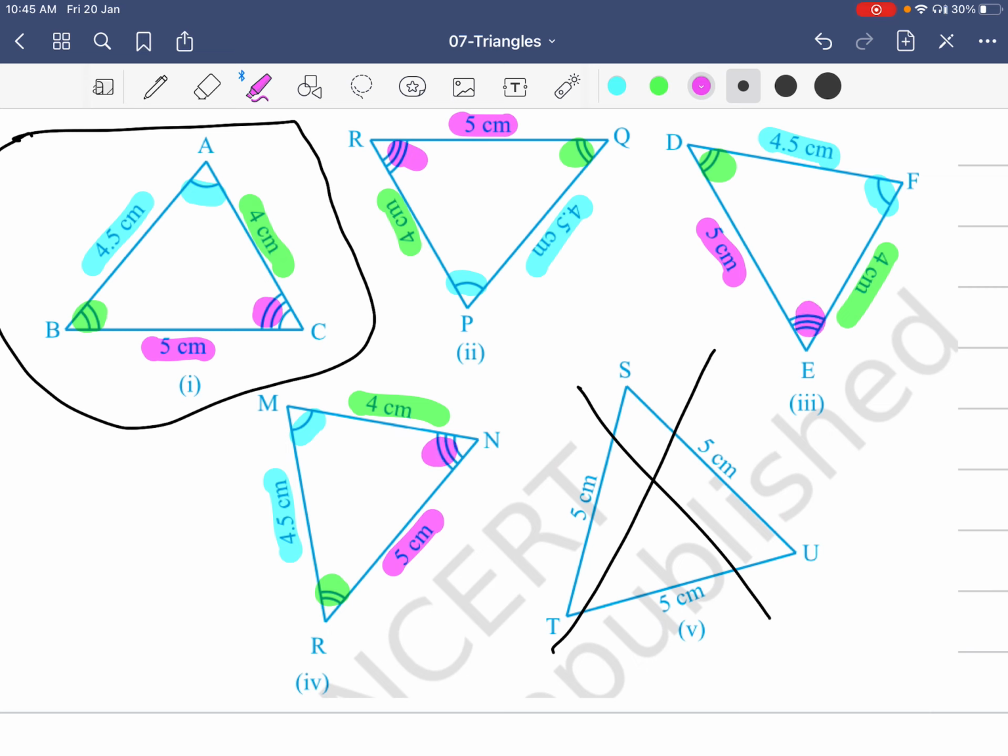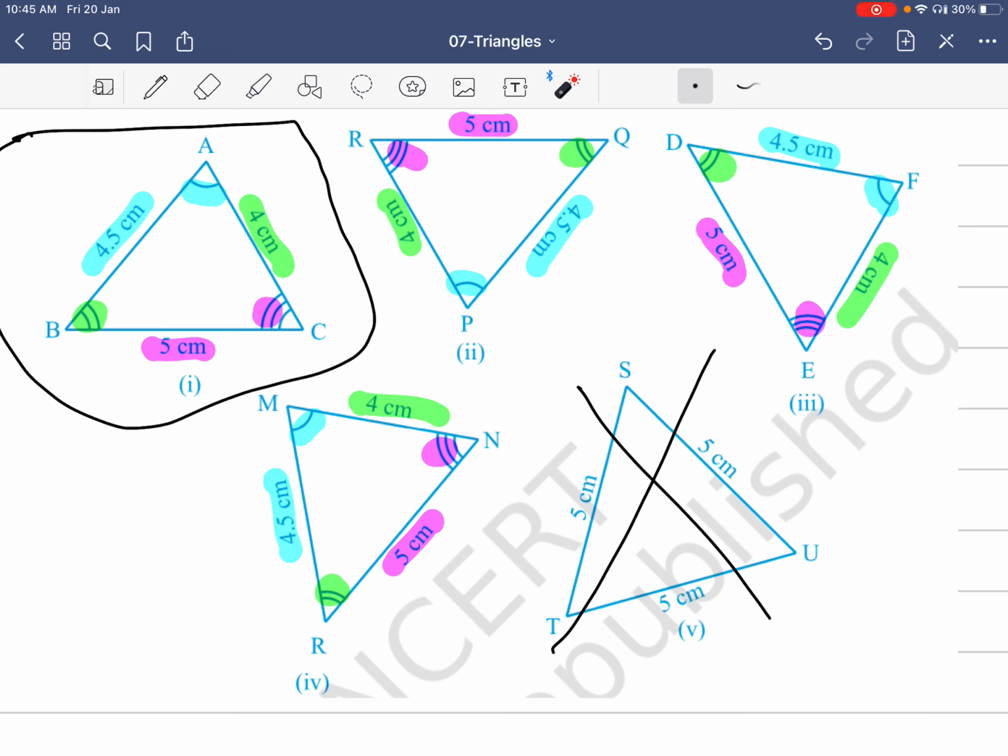Thus, if you compare triangle ABC with these three triangles, all the three sides are equal, all the three angles are equal, which means that these four triangles are congruent to each other. They are actually the same. The only difference is that triangle ABC has been tilted. It has been tilted and represented here. This has been tilted and represented here. There is some rotation they have done and represented here.